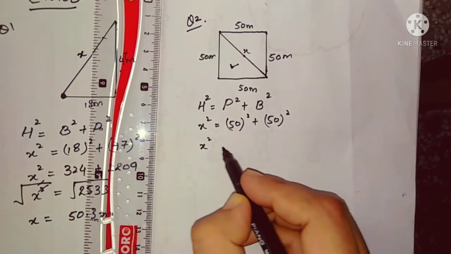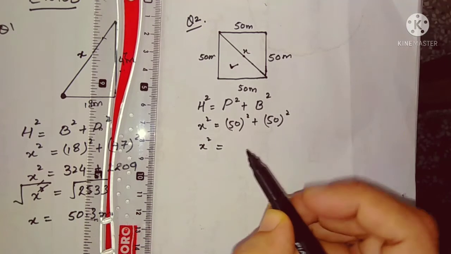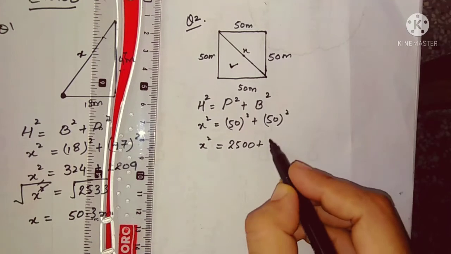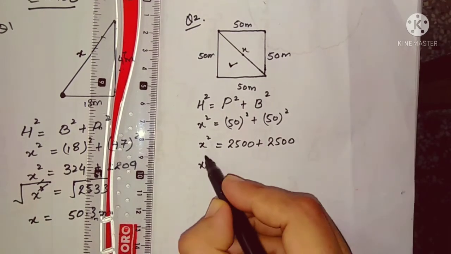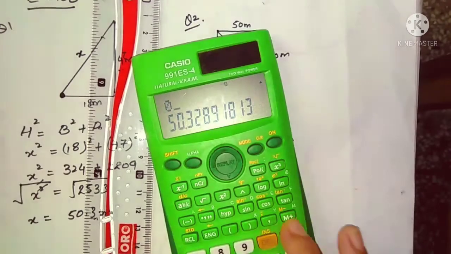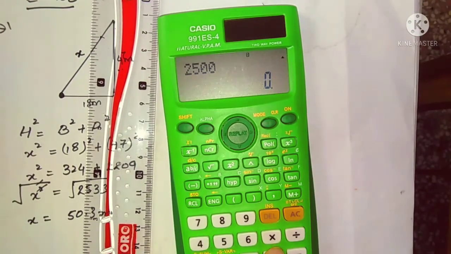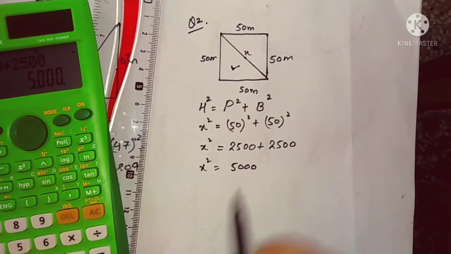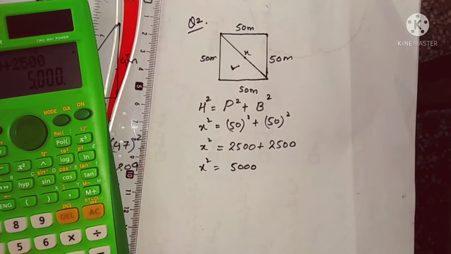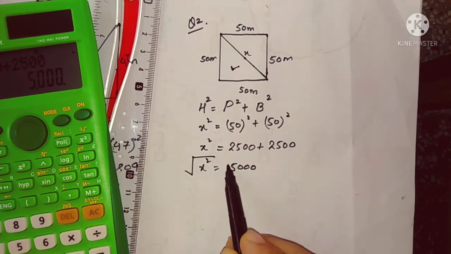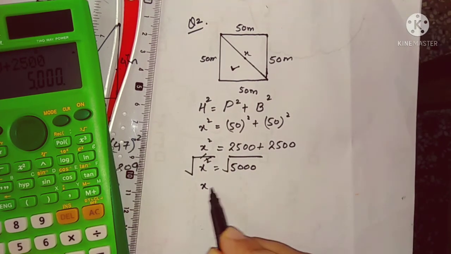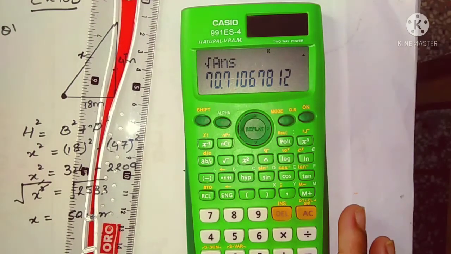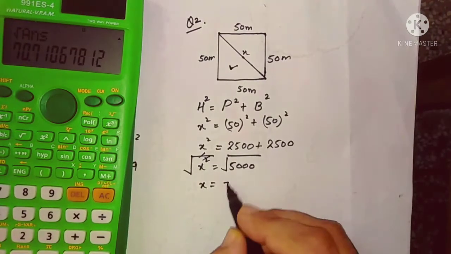So x square will be equal to, when you take the square of 50, you will get 5 5s are 25, 2500, and again 5 5s are 25, 2500. When you add these two values, 2500 and 2500, what you will get? You will get 5000. Actually, students, to omit the square, you have to take the square root on both sides. So when you take the square root of 5000, what you will get? You will get 70.7 meter.